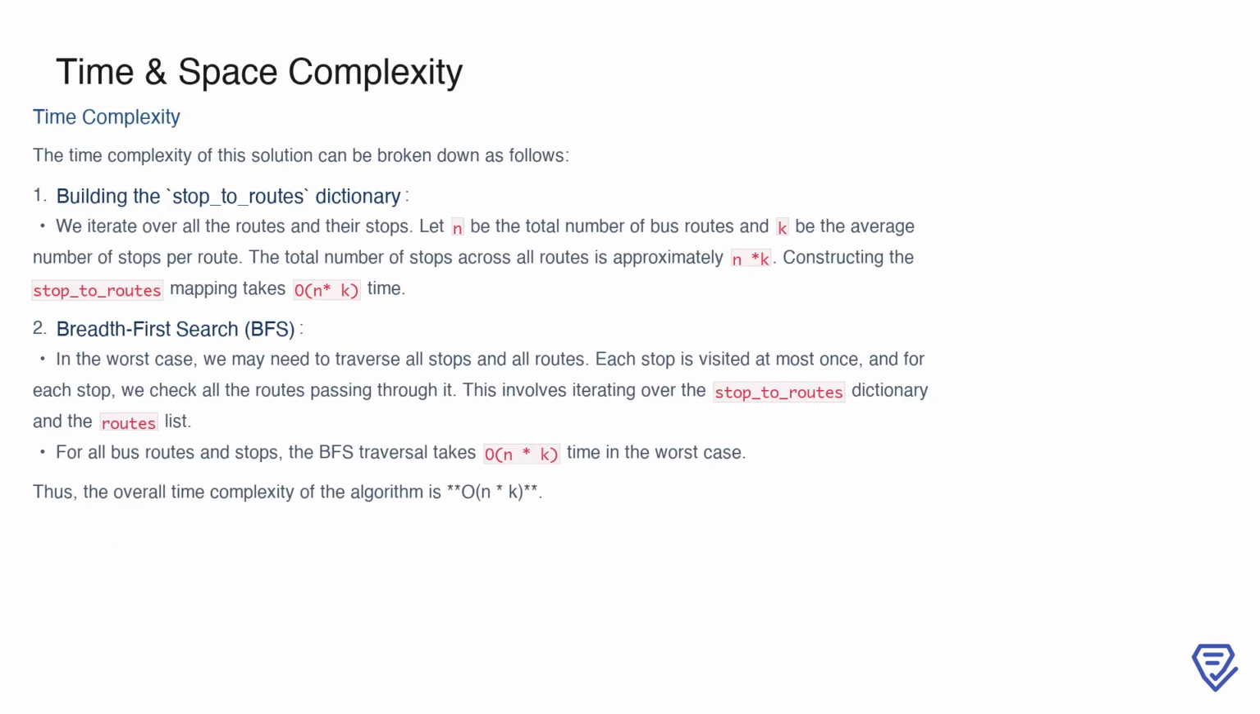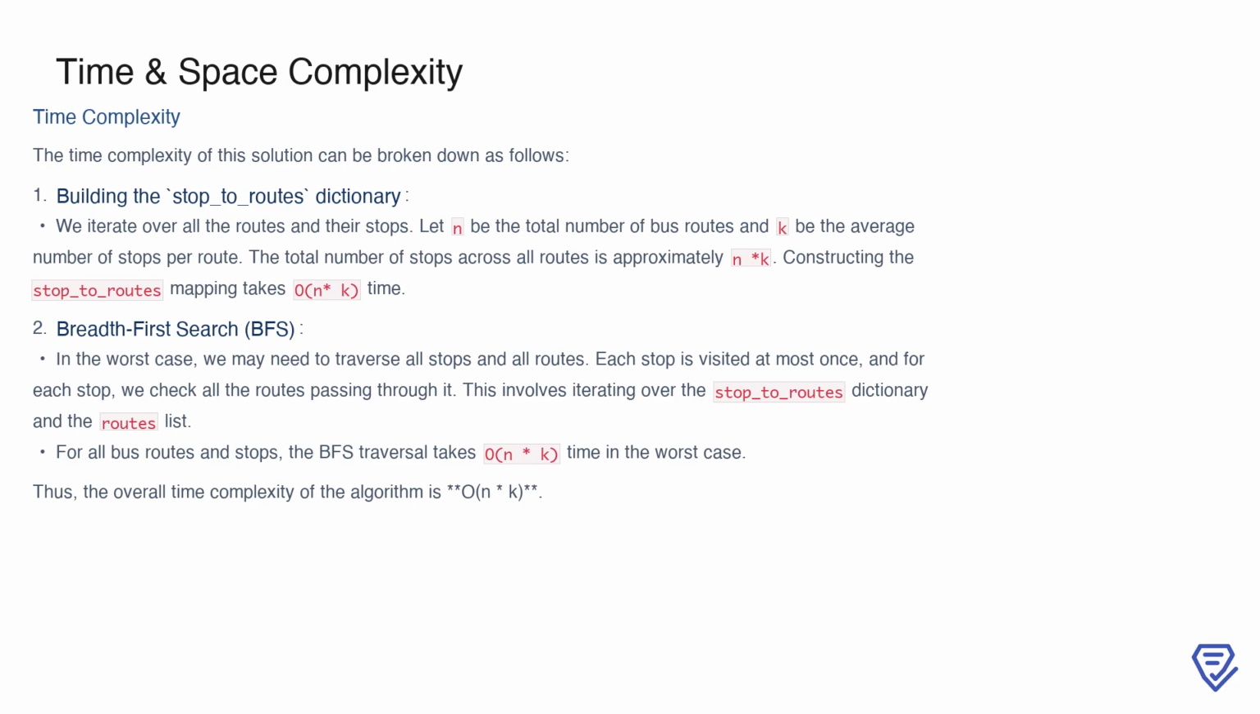To analyze the time complexity, we start by considering the process of building the stop_to_routes dictionary. This involves iterating through all the bus routes and their respective stops. If there are n routes and each route has an average of k stops, the total number of stops across all routes is approximately n*k. Since we construct the dictionary by mapping each stop to the list of routes that pass through it, this step takes O(n*k) time.